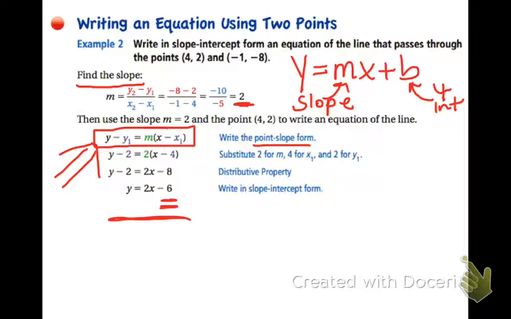All right, so what they have done is they have 2 points. In this case, it's 4, 2 and -1, -8. So taking the -8 minus the 2, that's the change in y.